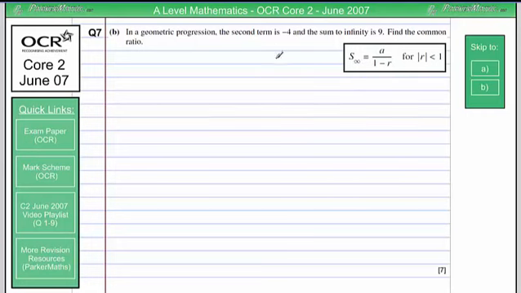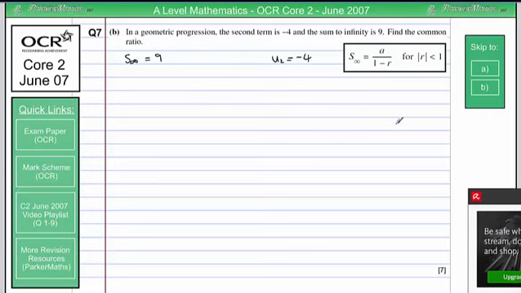Again, let's start by writing down what we know. The second term is minus 4, so I'll write u2, that means term 2, equals minus 4, and the sum to infinity is 9. Notice at the moment we don't know the value of a or the value of r. Because we have two unknowns, we are going to end up forming simultaneous equations to solve.